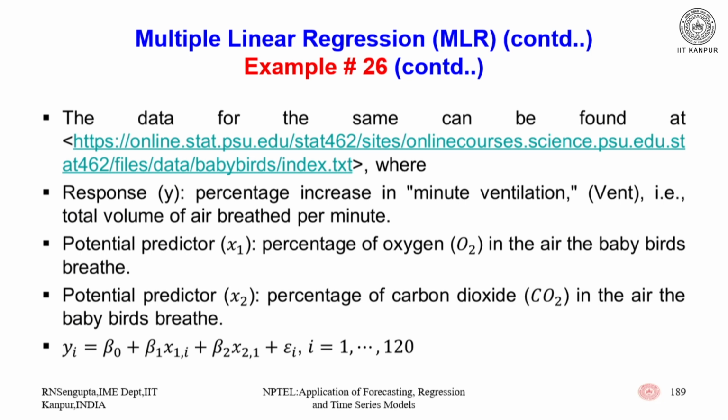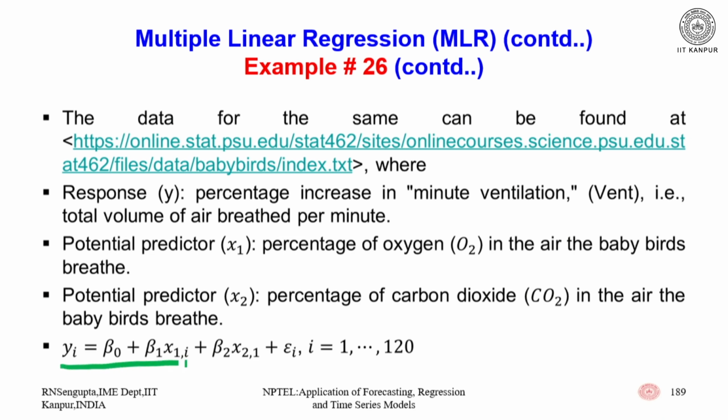Potential predictors are X1 and X2. X1 is the percentage of oxygen in the air the baby birds breathe in, and X2 is the percentage of carbon dioxide in the air the baby birds breathe out. So, based on that, the model is proposed here.